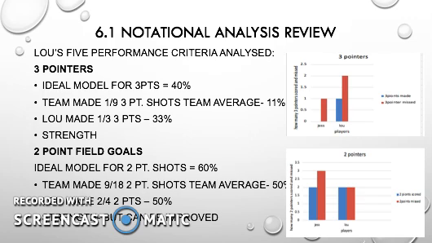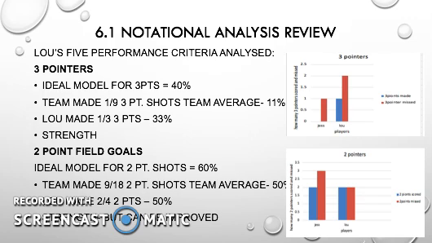Lou's 5 performance criteria analysis. 3-pointers: the ideal model for 3-pointers is 40%. The team made 1 out of 9 3-pointers. The team average was 11%. Lou made 1 from 3 3-pointers, which is 33%. This is a strength of Lou's.